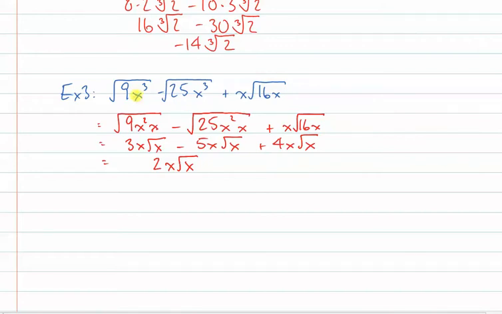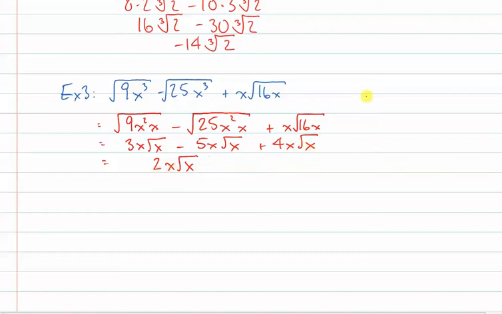I rewrote the cubed values of x as x squared x, so we could see the squares and the square roots that cancel. So I have 3 x root x's, 5 x root x's, and 4 x root x's combined together to make 2 x root x.